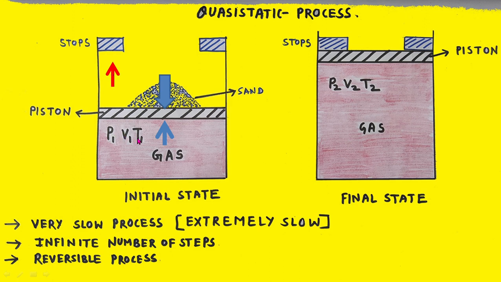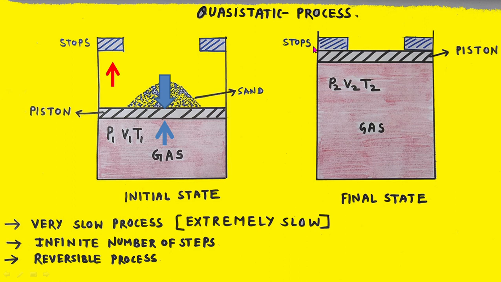Now in the next step, I am removing a third small particle from this sand placed on the piston. So what will happen? Again the same thing will happen: because the particle is very small, there will be no change in the properties of the system. The piston will not move visibly to your naked eyes because the particle size and mass are very small.